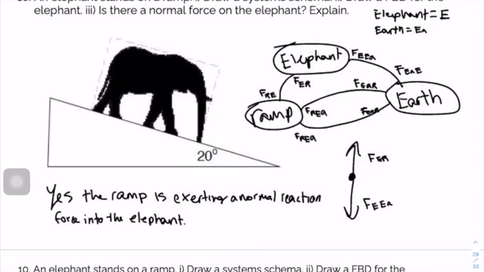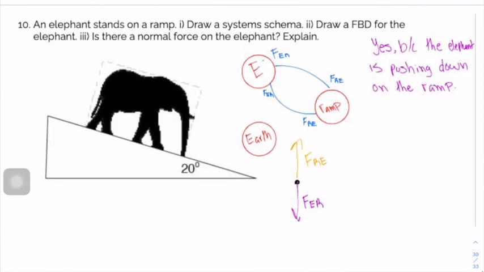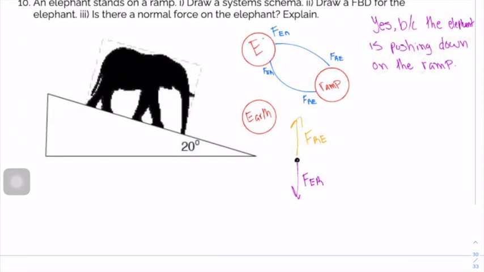Okay, I'm okay with the labels. Direction is wrong. Way too many forces here. Well, actually, I can live with those forces. Yes, the ramp is exerting a normal reaction force into the elephant, but you need to say why. You explain because they're touching. Okay, labels are wrong. Actually, that label's correct.